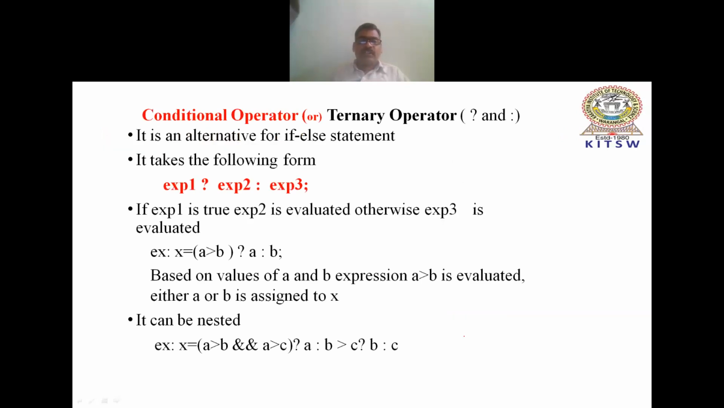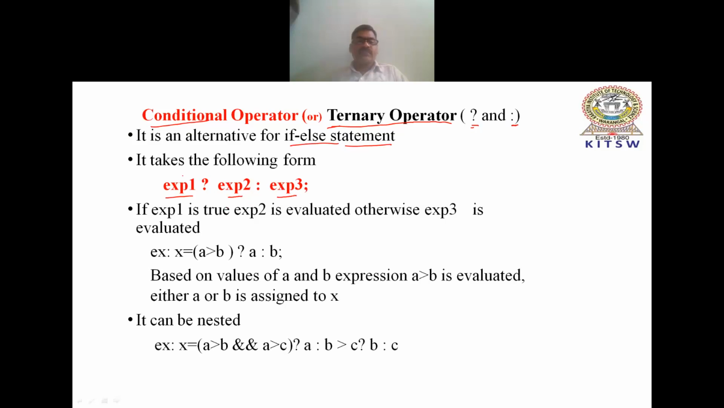If you take the conditional operator in C language, it is also called a ternary operator because it takes three operands. The symbol is a question mark followed by a colon. This conditional operator is an alternative for a simple if-else statement. The syntax takes the following form: expression 1 question mark, expression 2 colon, expression 3.